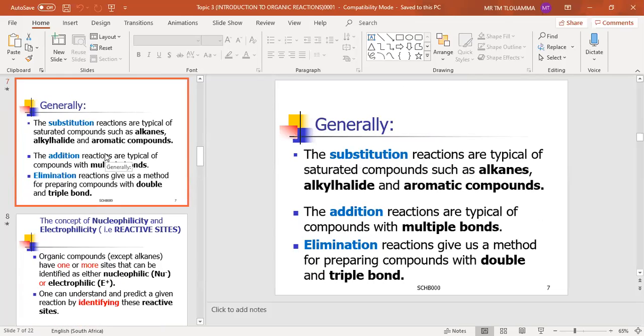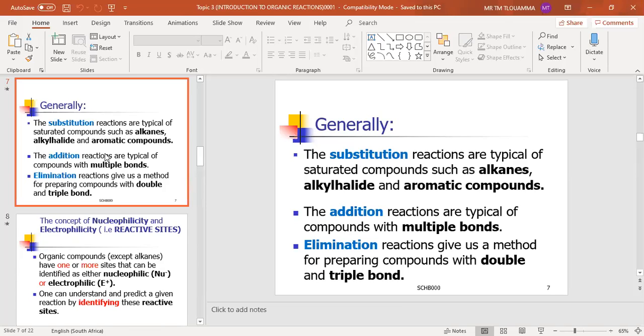And then here they're saying that the substitution reactions are typically saturated. This is very much important. You must know that they are saturated compounds such as the alkanes, the alkyl and the aromatic compounds. You have to know that normally the substitution reactions are going to be found, they're going to be typical for the saturated alkanes, the alkyl and the aromatic compounds.